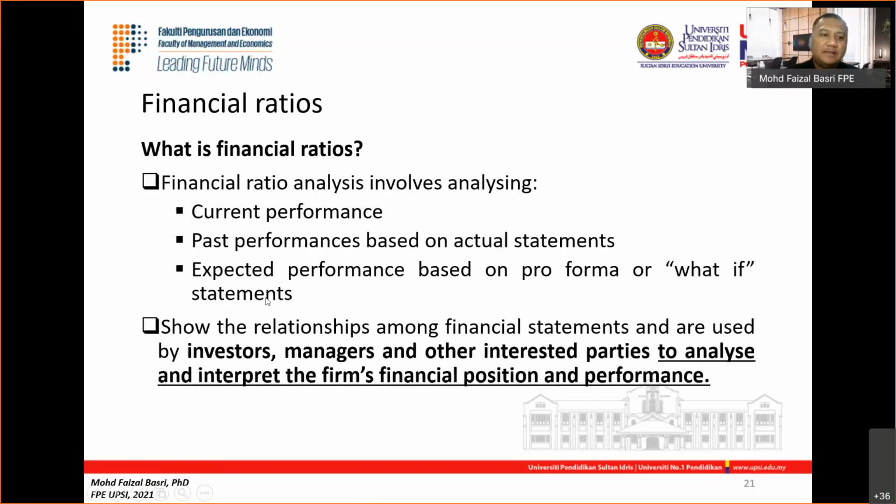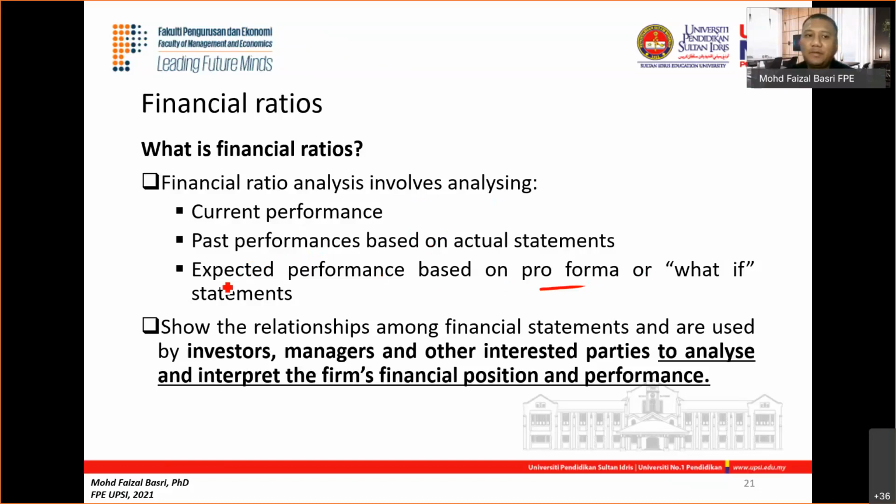So first, what is financial ratios all about? Okay, so financial ratios involve analyzing data, the data that we will analyze again based on the two documents we've gone through earlier, which are the balance sheet and income statement. And we use financial ratios to analyze the current performance, as well as past performances. This is what you will do later on. And also based on expected performance or pro forma or what-if statements.